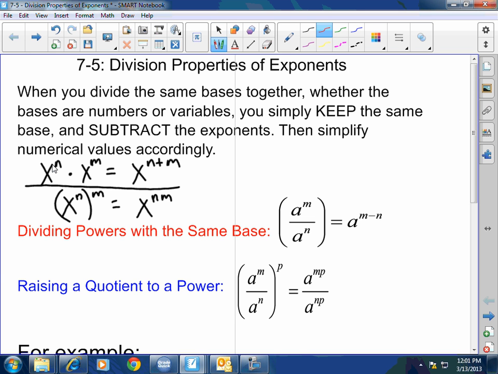When you divide the same bases together, whether the bases are numbers or variables, you simply keep the same base. Keep the same base again. So you're always keeping the same base, and subtract the exponents this time. Then simplify the numerical values accordingly. I'm going to show you the real way to do it by subtracting, but I'm also going to show you the Mr. Morrow way of simplifying it a lot easier without using all these negatives. You'll see what I mean in a little bit.